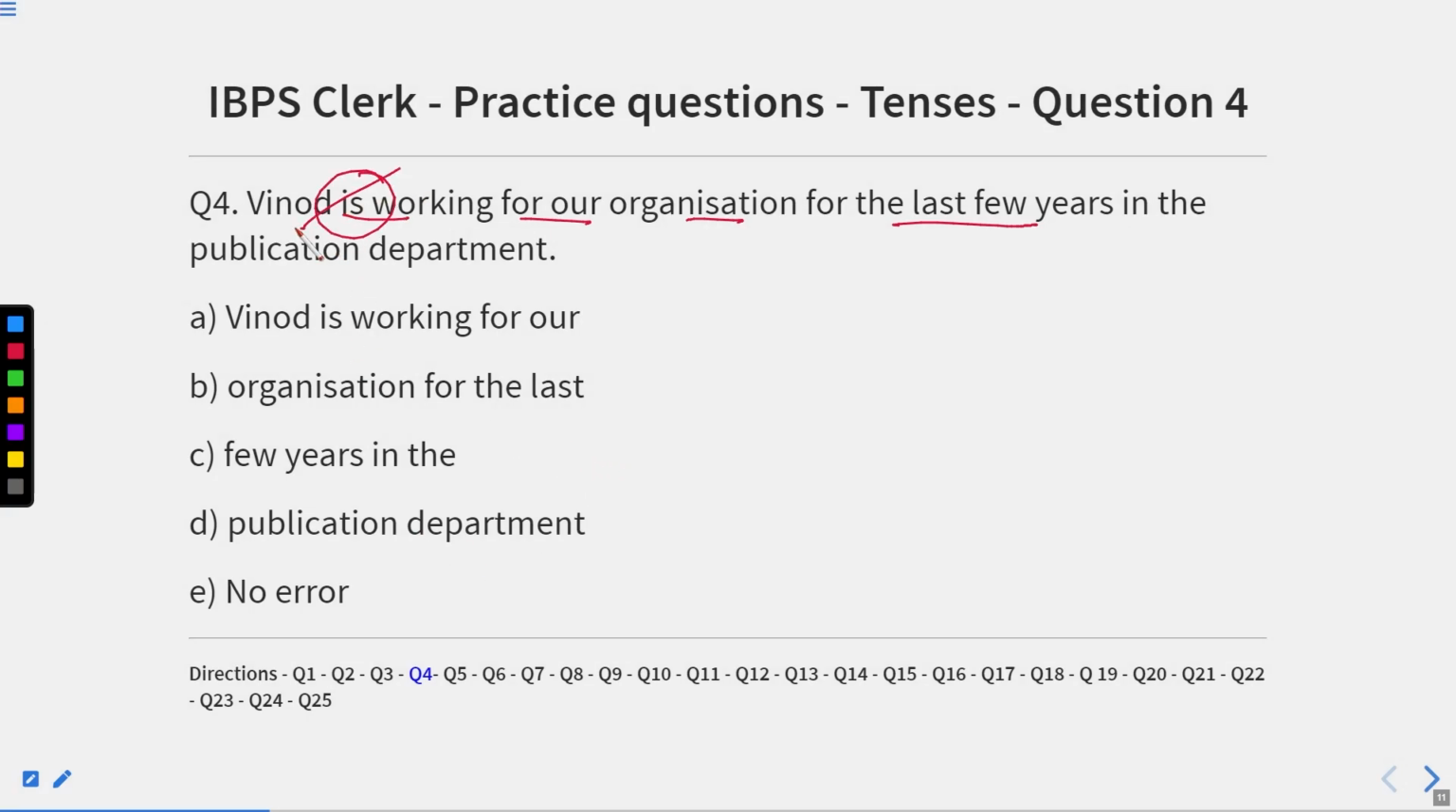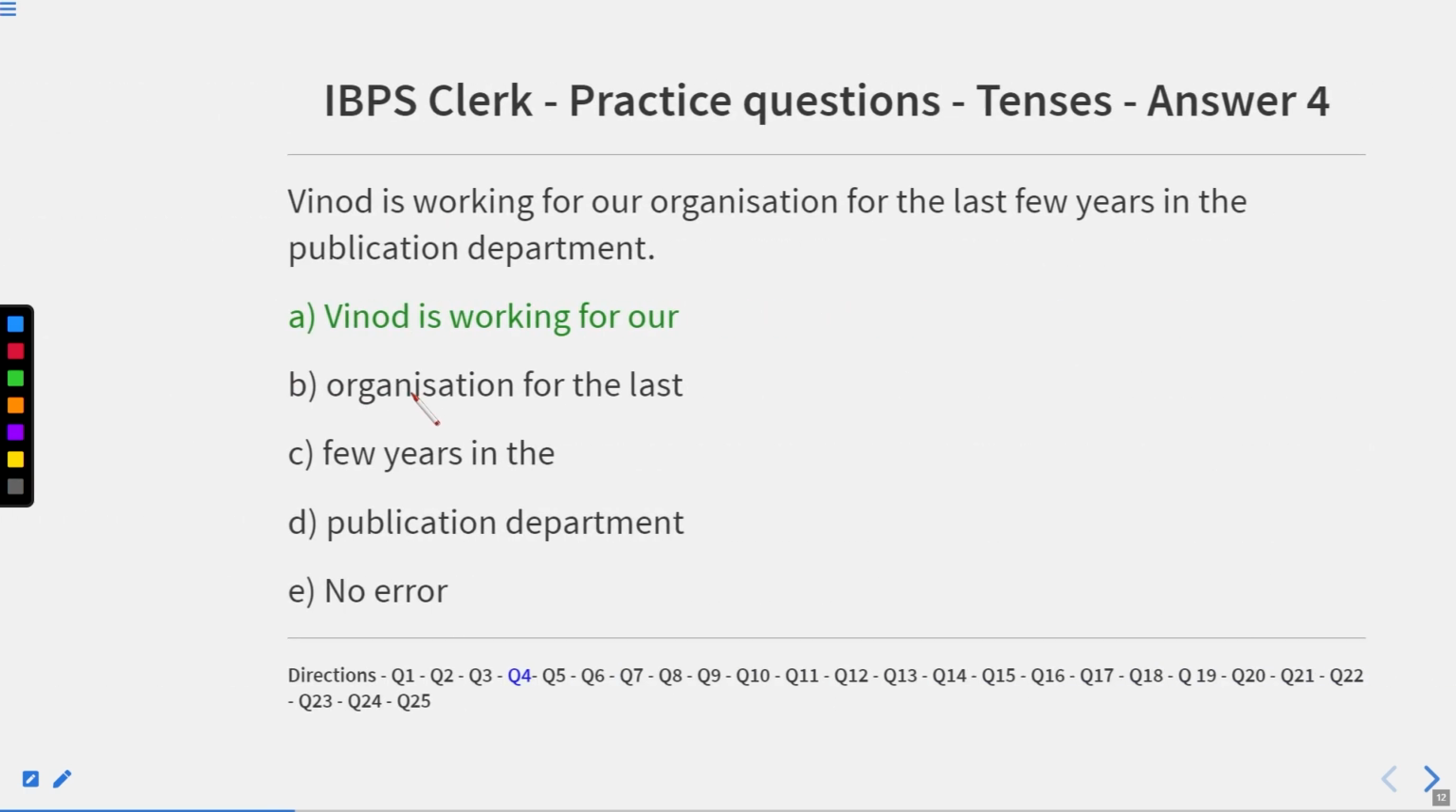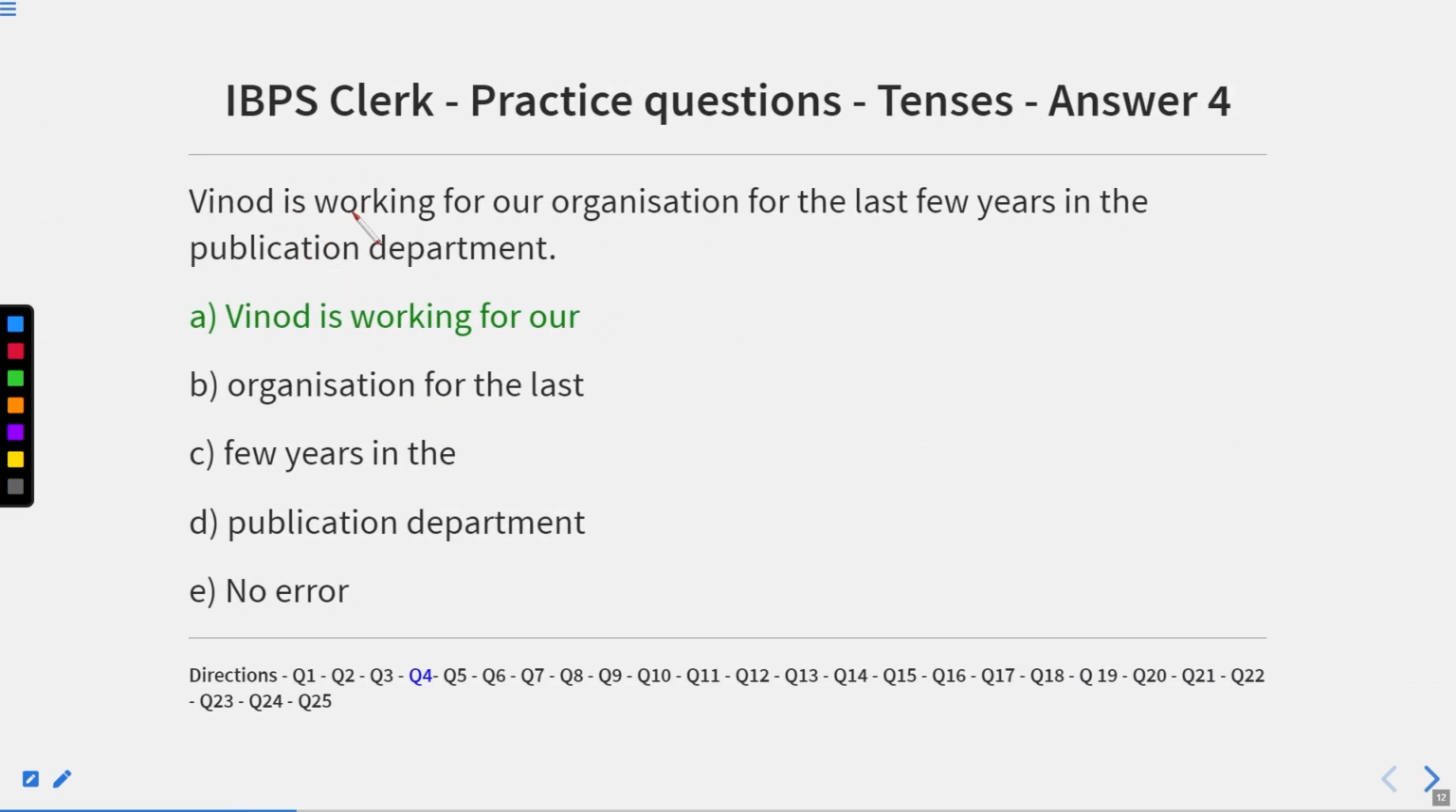So "is" is incorrect over here. The error is in part A, where "is" should be replaced with "has", because it is going on for the last few years. Now we know this is singular, therefore "is" should be replaced with "has been". So it should be, Vinod has been working for our organization for the last few years in the publication department. So this will be the correct sentence.